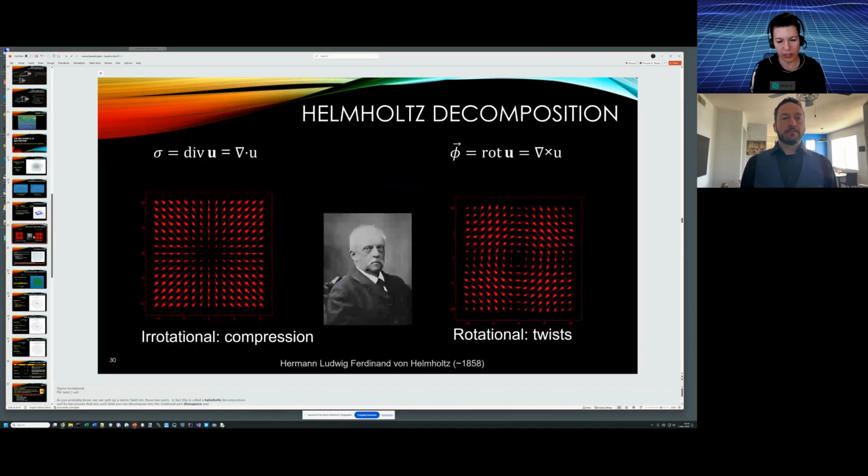And this is also very simple. Helmholtz has shown that when you have vector fields like this, you can separate the compression part, the irrotational part, from the twist.